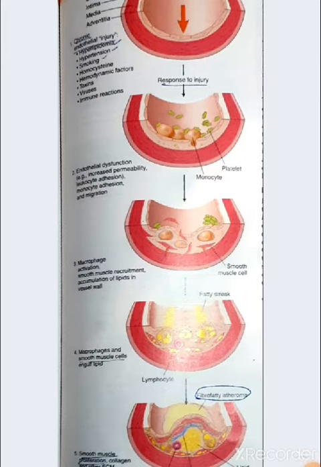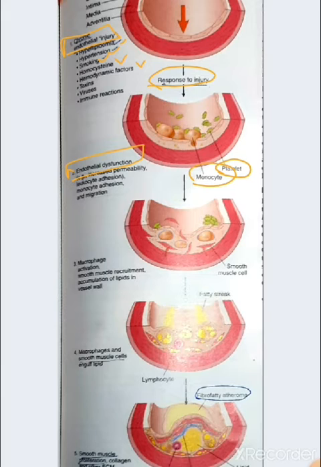Now, this is the diagram of the pathogenesis of atherosclerosis. These are the layers: endothelium, intima, media, and adventitia. Here we have chronic endothelial injury because of hyperlipidemia, hypertension, smoking, homocysteine, hemodynamic factors, toxins, viruses, and other immune reactions. In response to the injury, there will be endothelial dysfunction, for example increased permeability, leukocyte adhesion, monocyte adhesion, and migration. So due to the immune response, there will be endothelial dysfunction, because of which platelets and monocytes come and adhere.